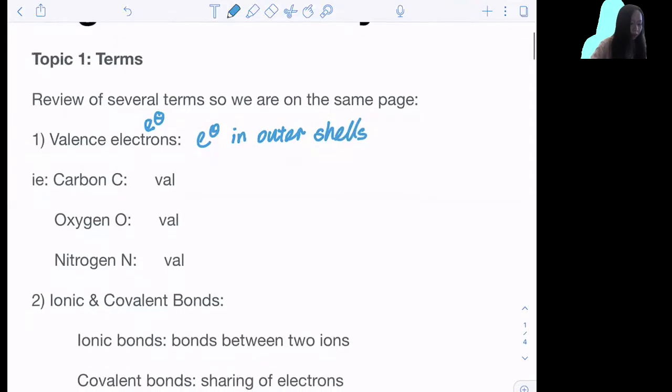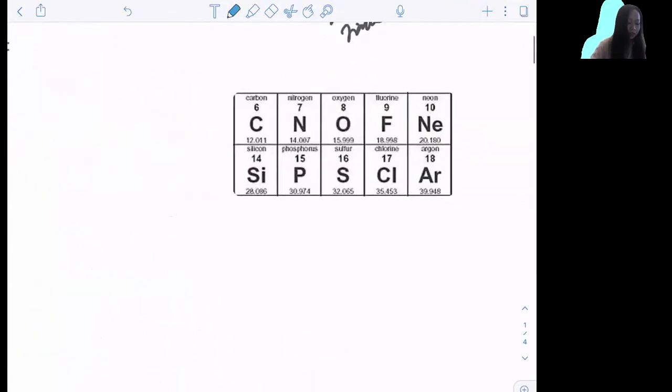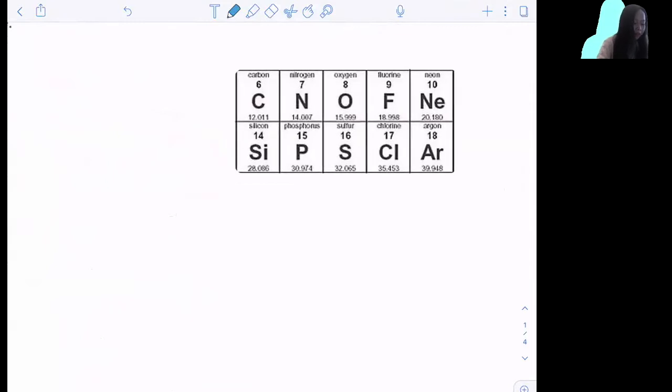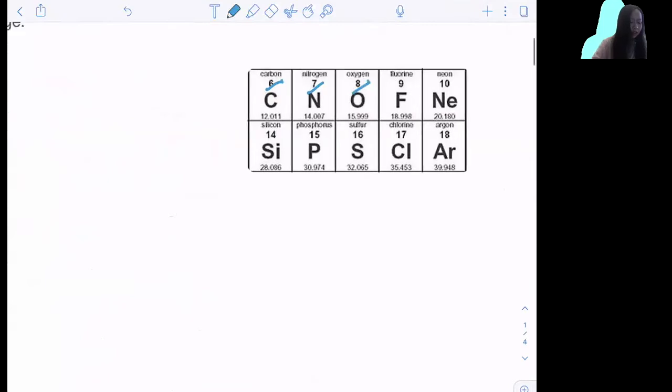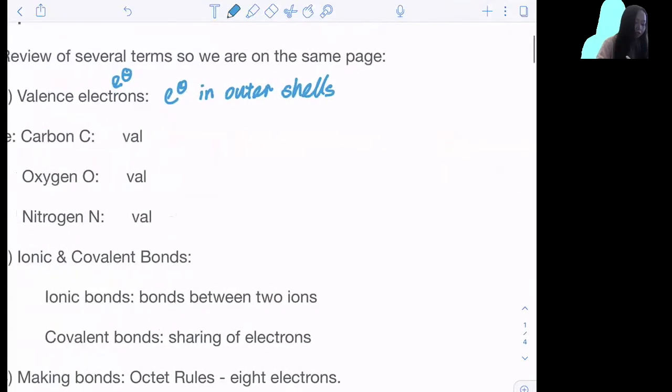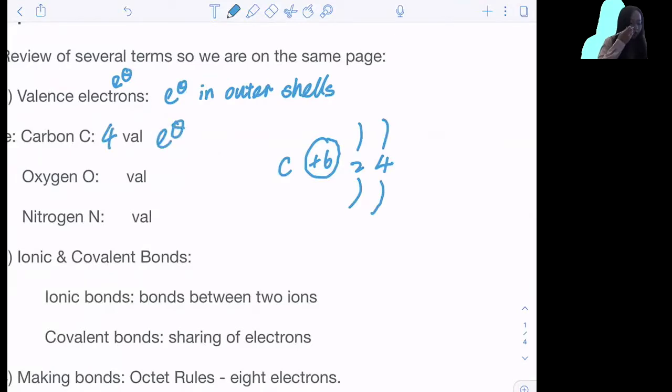So what does it mean? For example, in carbon, let's go to the periodic table a little bit. Carbon has 6, nitrogen has 7, oxygen has 8. If we go to carbon, which has 6, that's a review of Chem 2. That's SP. This one is for the outer shell. There are 4 electrons in the outer shell, so there are 4 valence electrons.